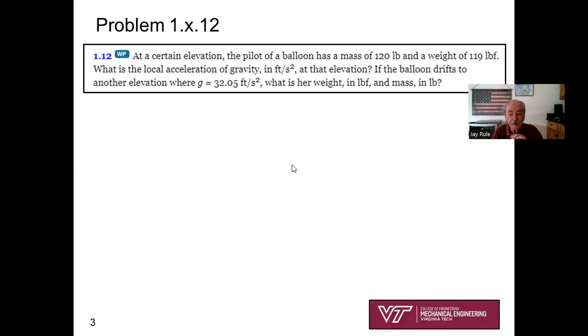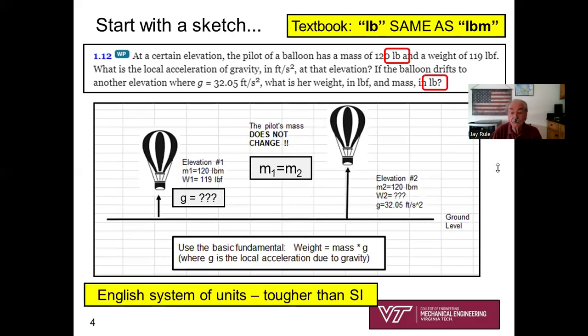So I'm hoping you say, gosh, we sort of did this kind of stuff in high school. So this is going to be incredibly easy. Let me show you how I solve this problem. The first thing I do is start with a sketch, and you should also start with a sketch on your pencil and paper homework solution.